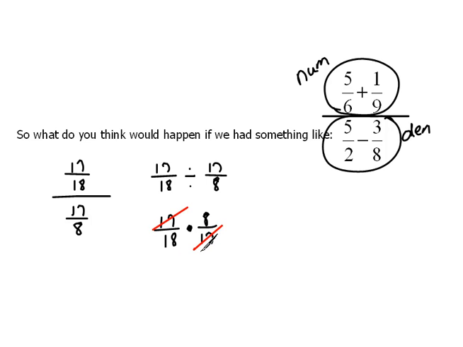17 over 17 is 1. And looking at the 8 and the 18, well, they both have a 2 in common. 2 goes into 8 4 times, and 2 goes into 18 9 times. So when we simplify this, we're left with 4 over 9. This is the exact same procedure that we're going to use whenever these things start getting more and more complex.